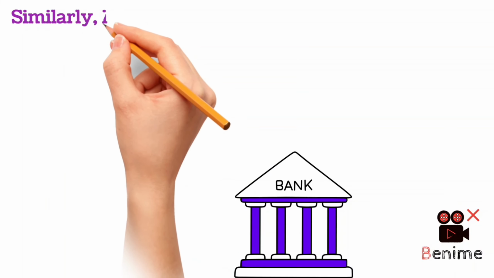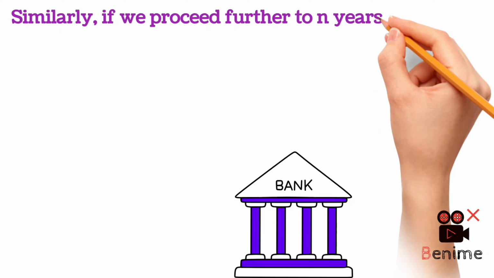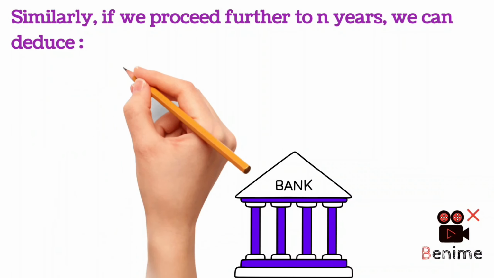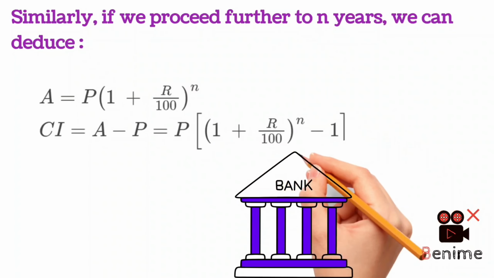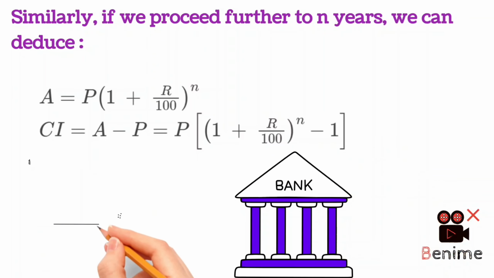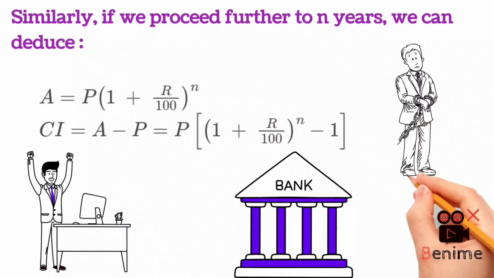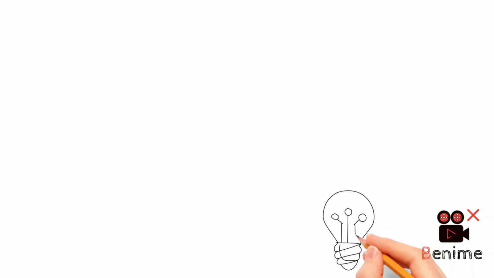Now if we proceed similarly to n years, we get the formula of compound interest. We can deduce that A equals P into 1 plus R by 100 to the power n, and CI equals A minus P. So this is the formula of compound interest.